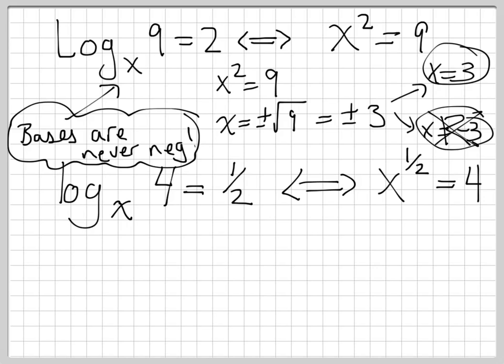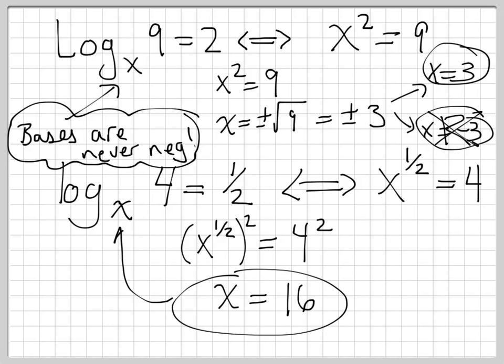Log base x of 4 is 1/2 if and only if x to the half equals 4. So we're going to solve the left side by replacing it with the right. The way you get rid of the half power is by squaring both sides. And on the left we get x, and on the right we get 16. And so log base 16 of 4 is 1/2.